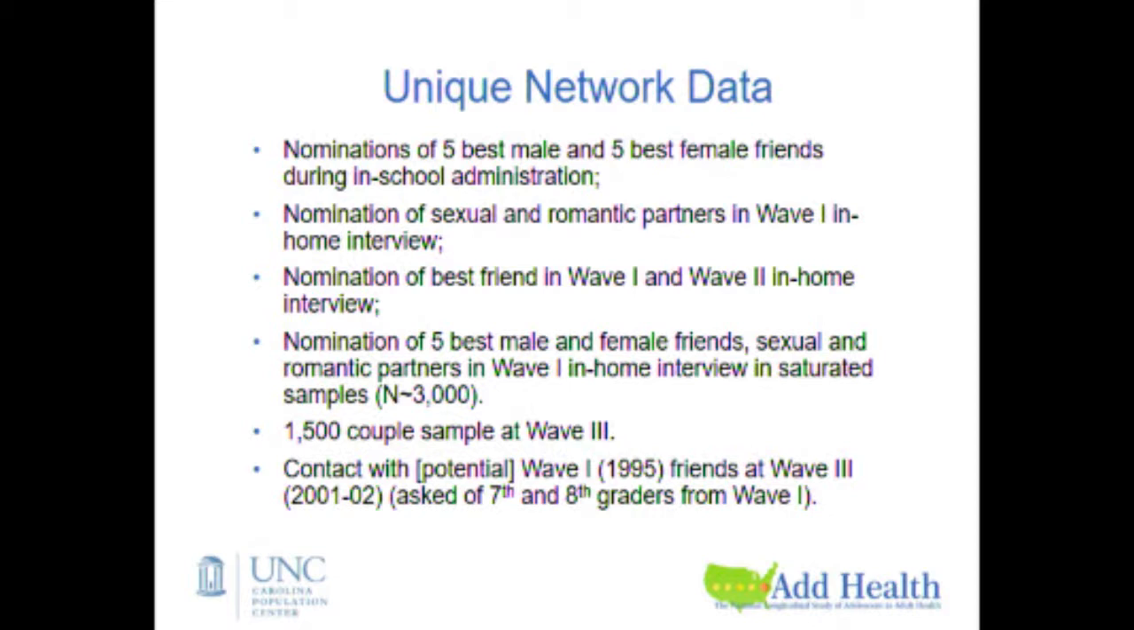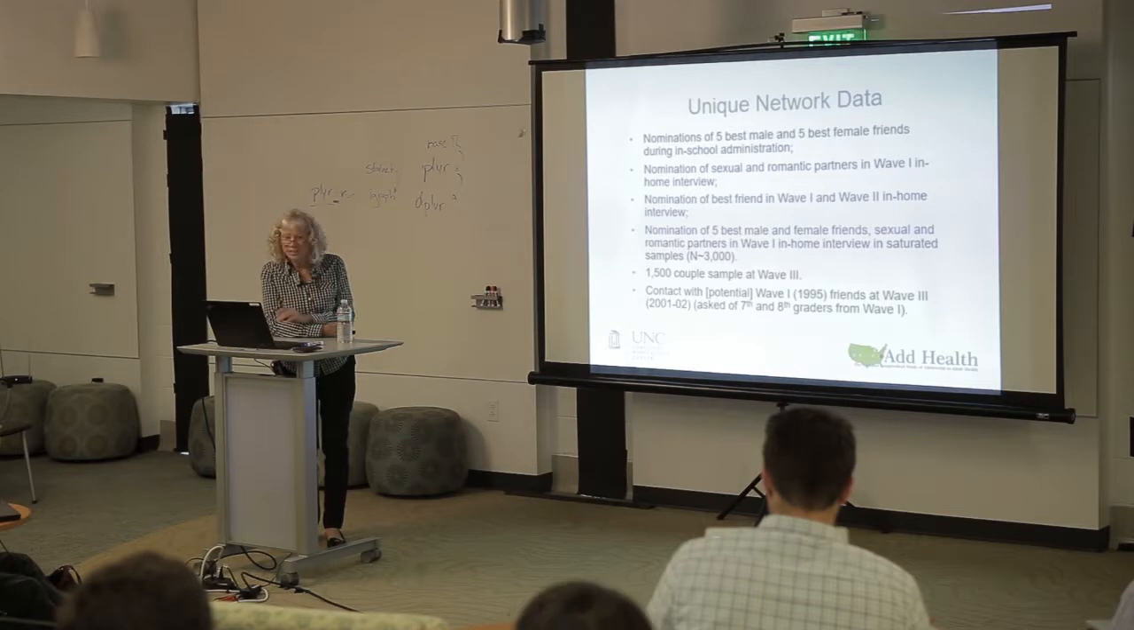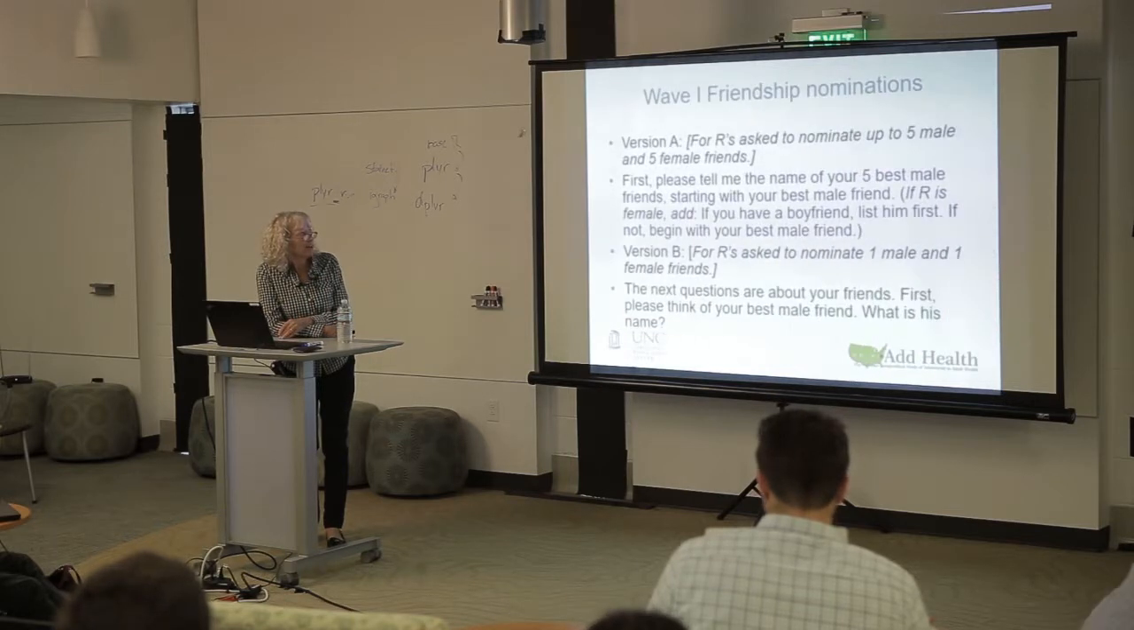And then, and I'll show you this a little bit later, at wave 3 we were really interested in the stability of friendships. So we asked about contact with a potential set of their wave 1 friends at wave 3. I'll show you what we did here. And we only asked this of the 7th and 8th graders from wave 1. So that's more or less the set of network data in Add Health.